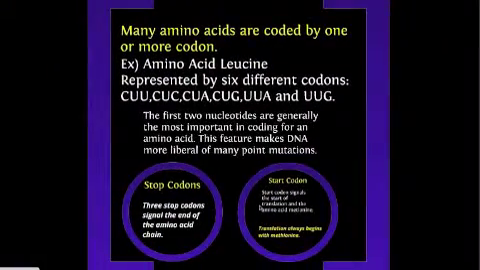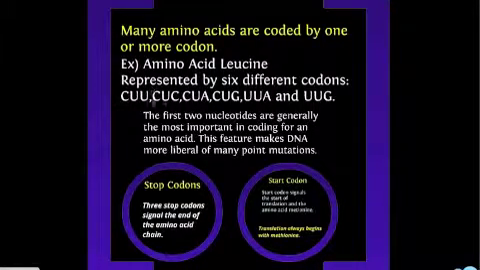Many amino acids are coded by more than one codon. The amino acid leucine is represented by 6 different codons: CUU, CUC, CUA, and so on. The first 2 nucleotides are generally the most important in coding for an amino acid, in this case CU. This feature makes DNA more tolerant of many point mutations.